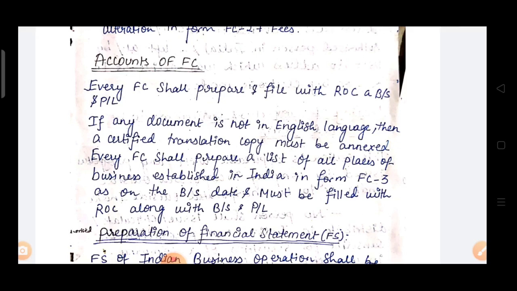This FC3 form also we have done just now. In this FC3 form, a foreign company shall prepare the list of all places of business and submit it to ROC. This list will be made in form FC3, as on the balance sheet date, and will be filed with the balance sheet and P&L to ROC. It means this form FC3 will be filed to ROC along with the balance sheet and P&L.